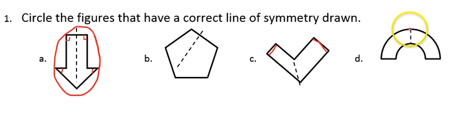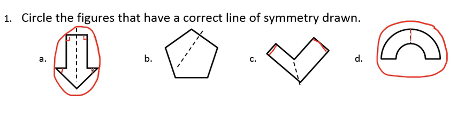In Figure D, I have a line drawn down the middle, and if we were to fold along that line, the two halves of the semicircle would match up to each other, so this is showing a correct line of symmetry as well. The next direction says to draw all lines of symmetry for the following figures and write the number of lines of symmetry for each figure.